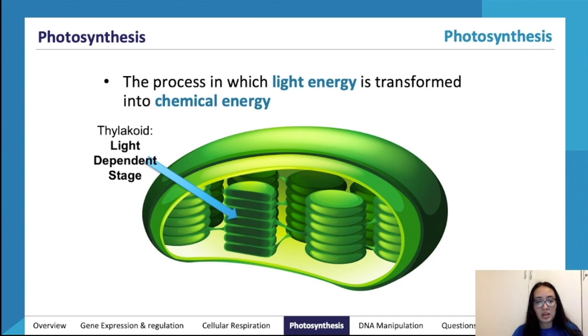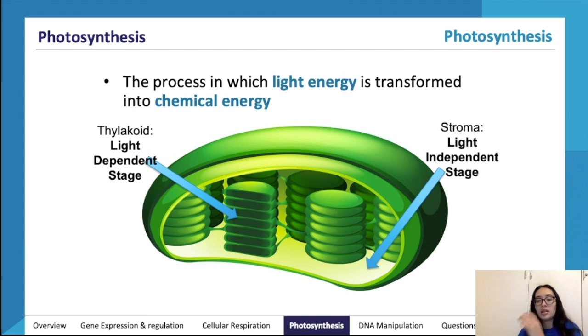Here you've got thylakoids. So thylakoids are where the light-dependent stage of photosynthesis occurs. And then around it you've got stroma. So stroma is the fluid-filled space, and this is where the light-independent stage occurs. So you've got two stages of photosynthesis, the light-dependent and light-independent stages. And they're kind of separated depending on where they actually occur.